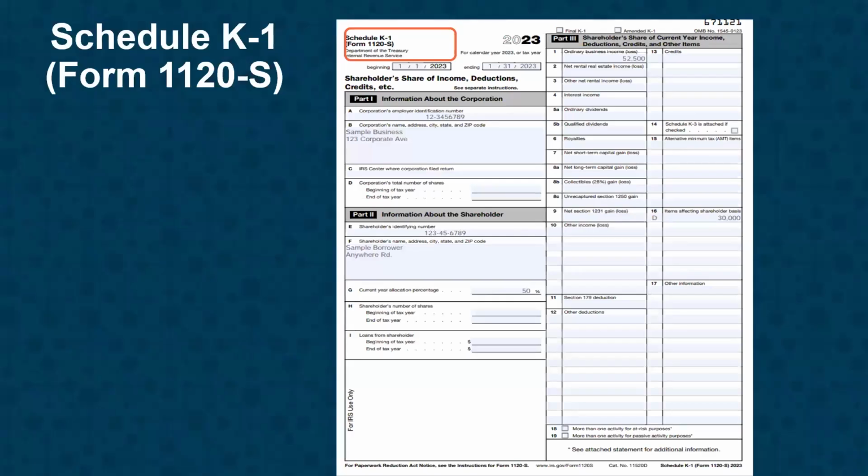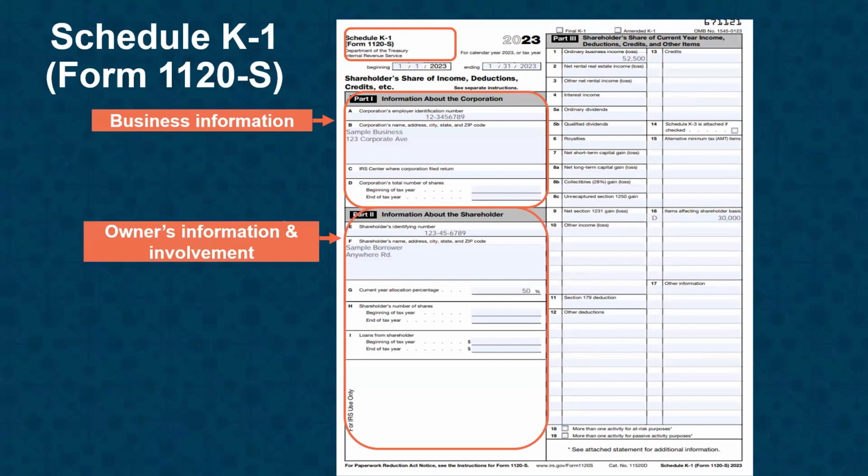Please note that in the upper left-hand corner, the source is indicated as an 1120S. Part 1 is all about the business, the 9-digit EIN number, the name, and the address. Part 2 identifies the borrower by Social Security or TIN number, name, and address. There is only one percentage sign on this form, and that will be your borrower's percentage of ownership.